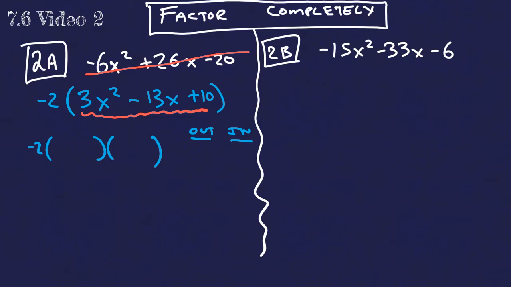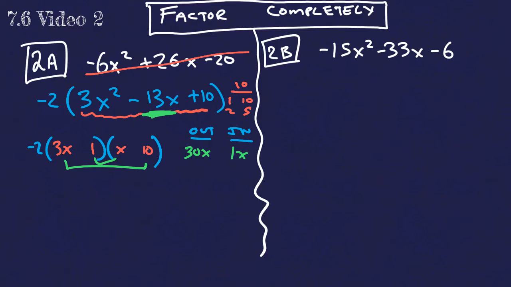Okay, so I'm trying to get to 10 and to 3x squared. So 10 would be 1 and 10, or 2 and 5. To get to 3x squared, that's kind of nice because I can just do 3x and x, and then 1 and 10 maybe I start with, or 2 and 5. Either way, I'll start with 1 and 10 with the 3x there and there. Let's see, my outside would be 30x. My inside would be 1x. I'm trying to get to negative 13.